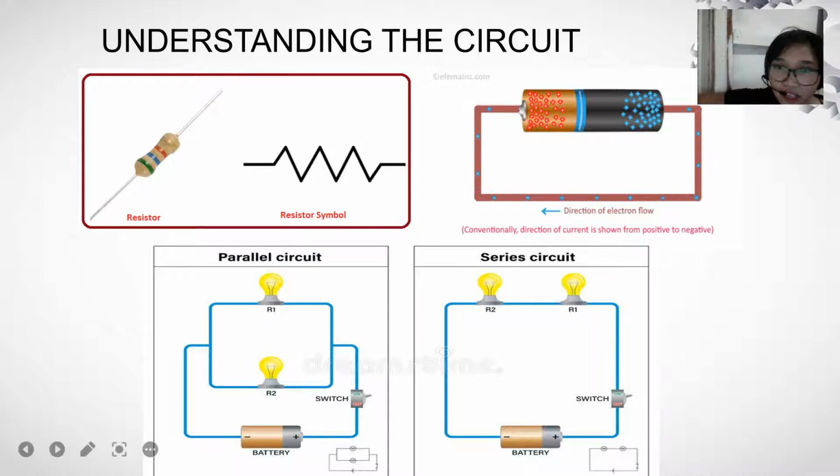And this is the battery. As you can see, there is a direction of electron flow coming into the battery and coming out of the battery, which has the positive and the negative. The positive is where the electron flow goes into the battery, and coming out from the battery is the negative.